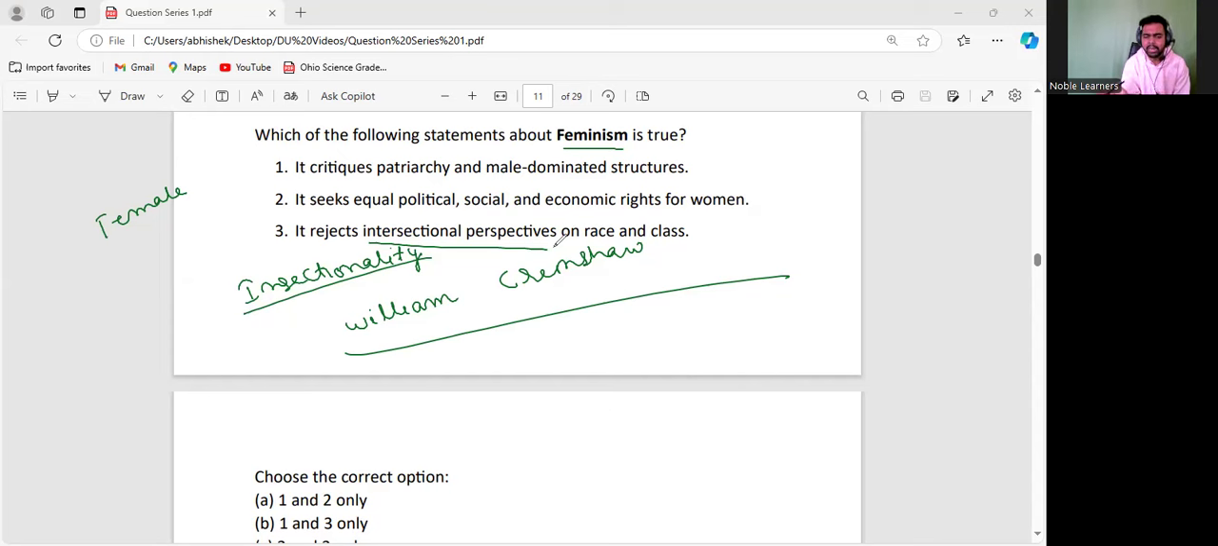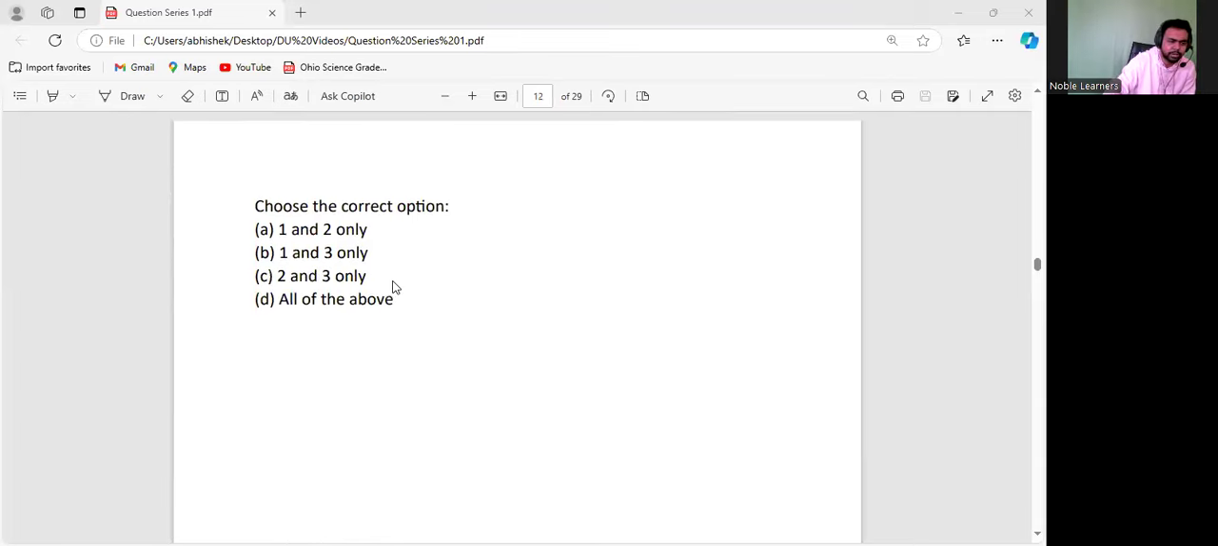The white women and the black women cannot be the same. The hardship faced by black women is much deeper, much tougher as compared to white women. In the Indian context, the upper caste women and the lower caste women are quite different. So that's why it supports the intersectional perspective on race and class. So third can't be the correct option. And therefore first and second one is correct. So it critiques patriarchy and male dominated structure, and also seeks equal rights in all domains. Okay, that's the point.